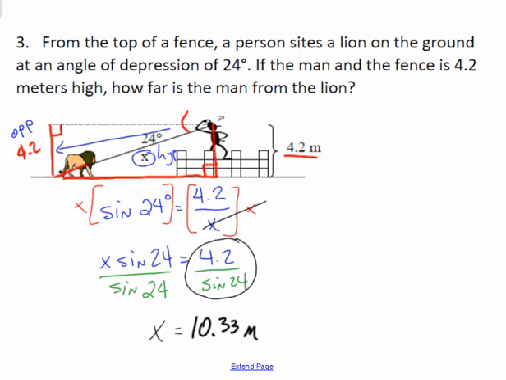So angle of elevation and angle of depression. Always pay attention to what you're doing, read the questions carefully, and no matter what you do, always good luck.